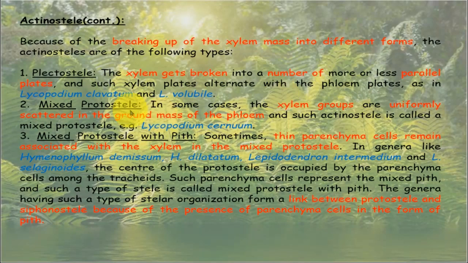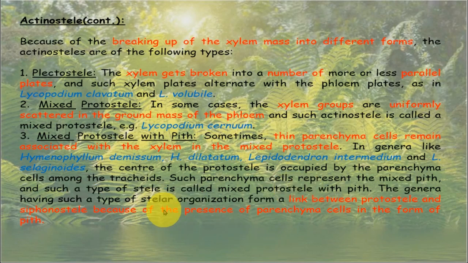And in mixed protostele, xylem groups are uniformly scattered in the ground mass of the phloem. And in mixed protostele with pith, the parenchyma cells remain associated with the xylem. Here, parenchyma is also added with the xylem. In general, like Hymenophyllum and Lepidodendron, the center of the protostele is occupied by parenchyma, meaning the central solid core is not of xylem. Instead, parenchymatous cells are represented as the mixed pith. Such a type of stele is called mixed protostele.